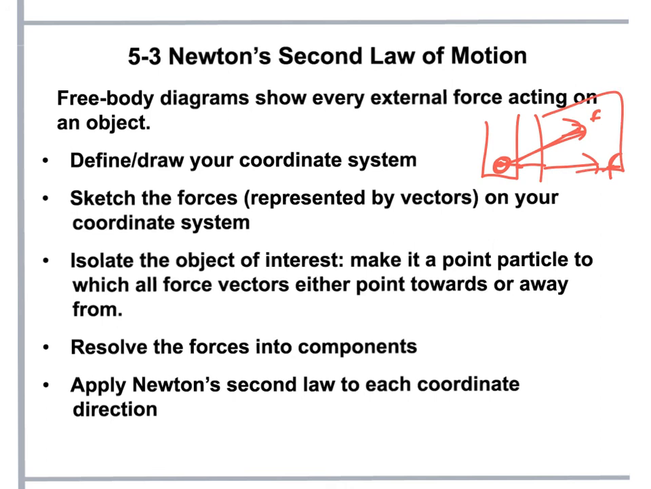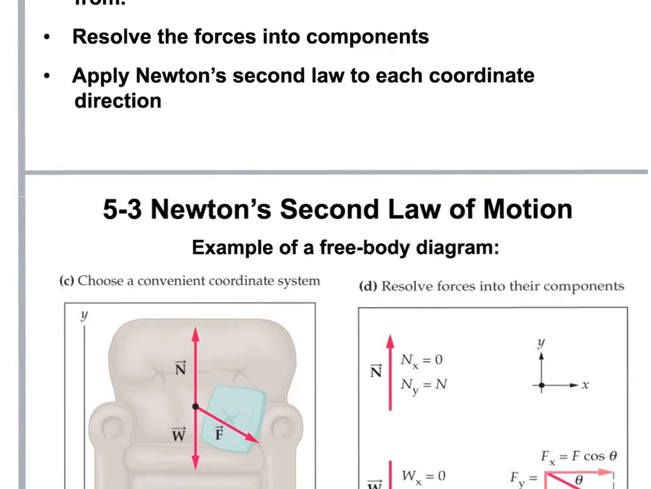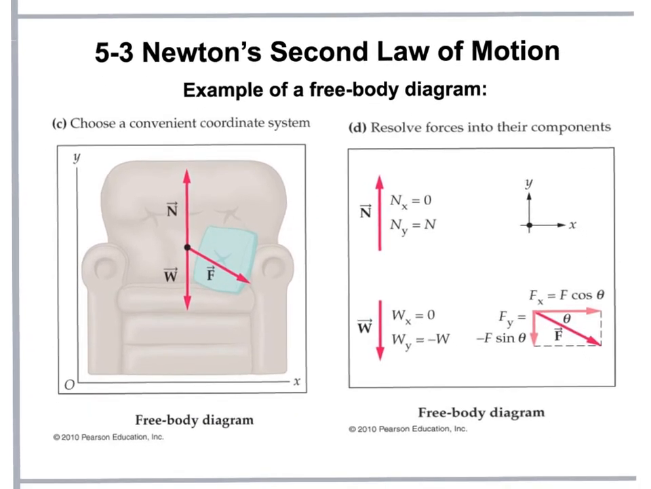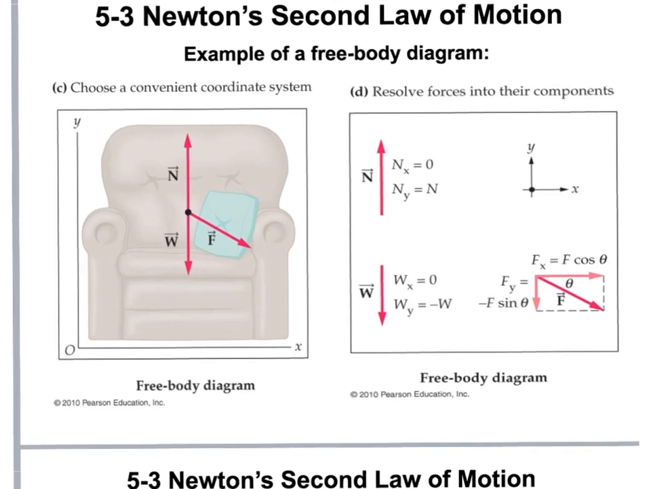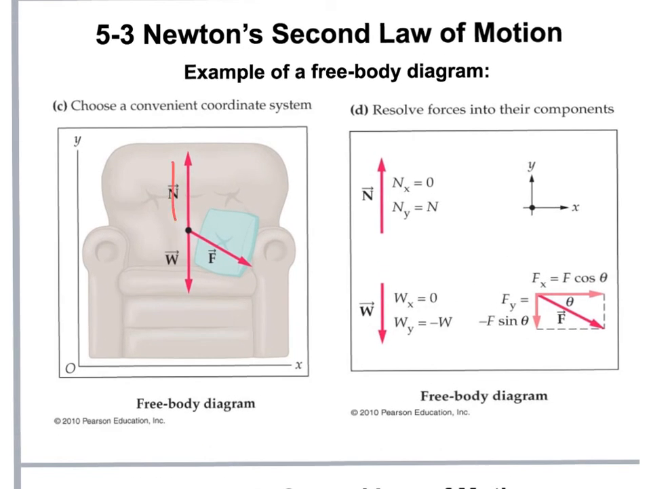either way, we're going to make sure that the vectors either point towards the object or away from the object. And then we're going to resolve the force into its components and then apply Newton's law to each coordinate direction. So here's what that looks like, our free body diagram. We're looking at the forces on this pillow here, and we see the chair is providing support. It's providing the normal, and then the weight is acting down, and then here's the force of the pillow against the armrest.